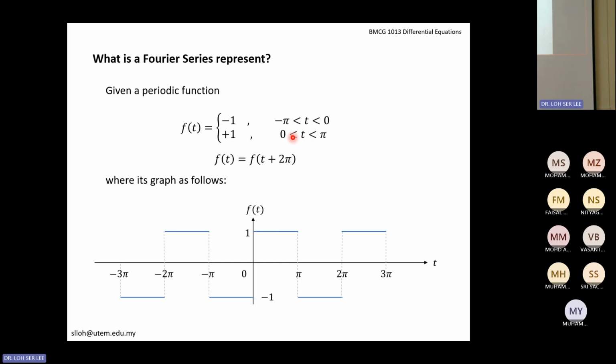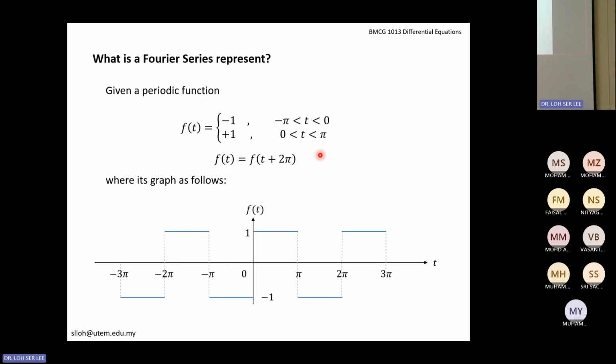Now from here, we know that the period is 2 pi. 2 pi means that from negative pi to pi, the distance is 2 pi. This is a period, one full cycle. So when we copy and paste it on the right and on the left, we have this graph of a periodic function.